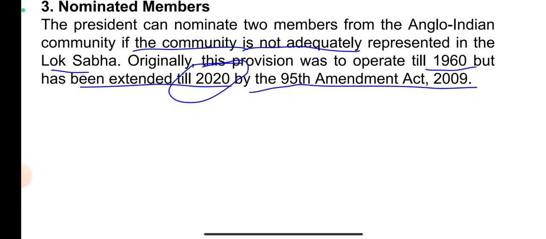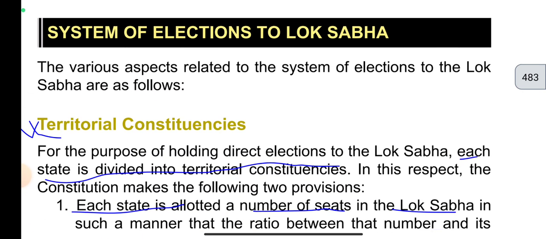Nominated members. The President can nominate 2 members from the Anglo-Indian community if the community is not adequately represented in the Lok Sabha. Originally, this provision was to operate till 1960 but has been extended till 2020 by the 95th Amendment Act 2009. I don't know what will happen after 2020.